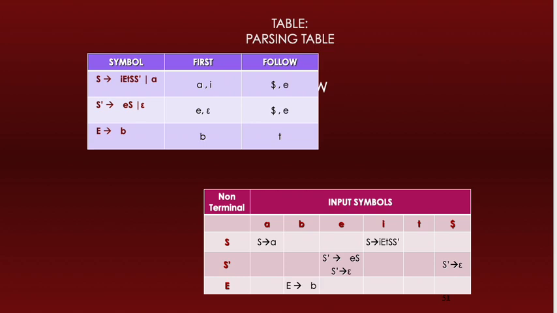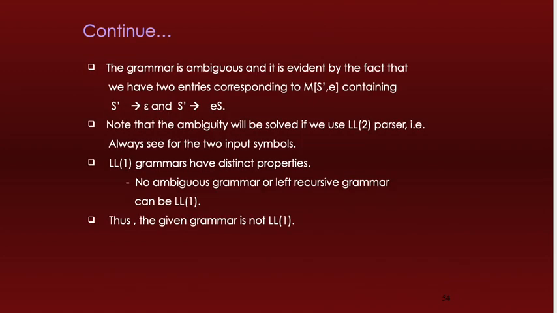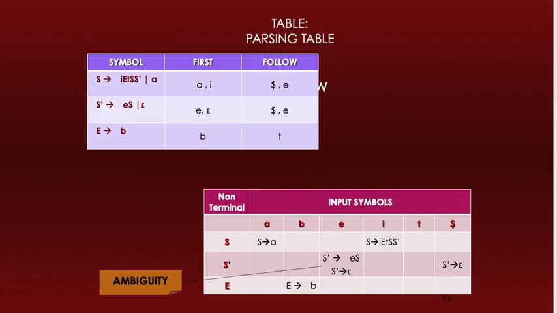Now first of E is b, so we write the production. But what happens here is we have multiple entries in the cell S' on e. As we have multiple entries, the given grammar is not LL(1). So this is how you verify whether the given grammar is LL(1) or not. Hope you understand.